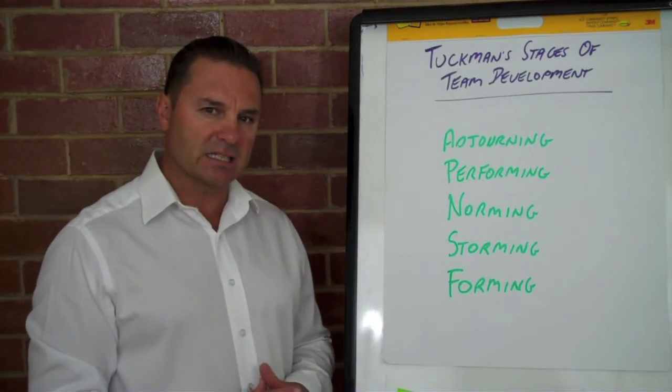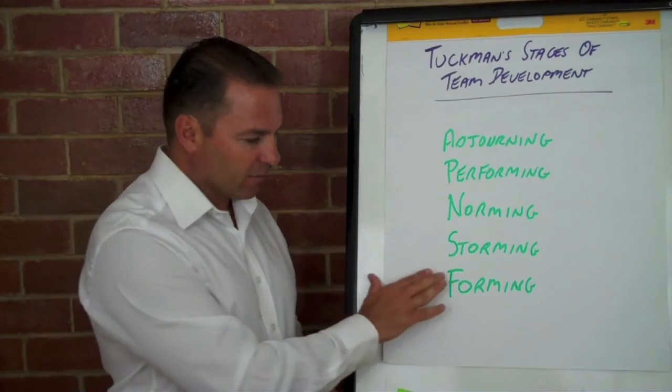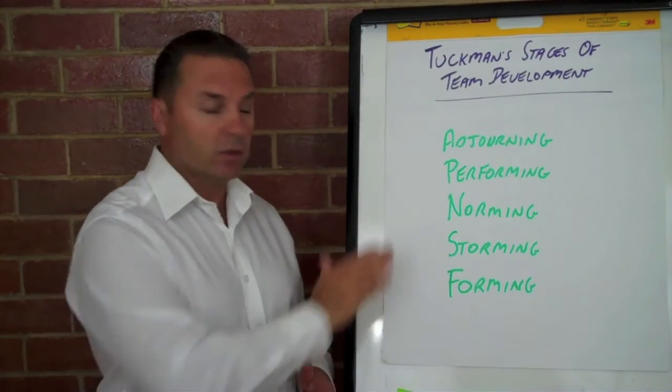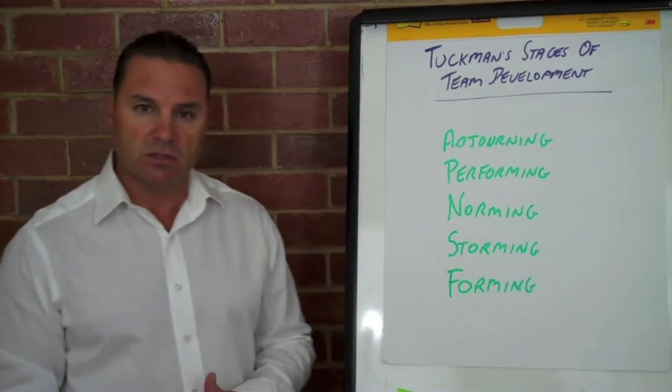So you need to sit back and assess, where is your team right now? Is it at the forming stage still? Is it storming? Is it norming? Or is it performing, or is it in fact getting ready to move into the adjourning stage?